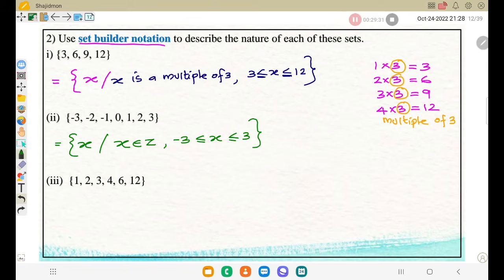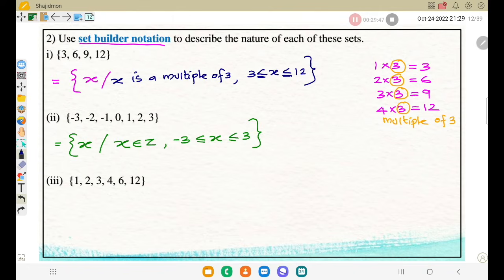Starting from minus 3 to 3, correct? Minus 3 starting and ending at 3. So what are the integers in between, including those numbers? That is that set, correct? Minus 3, minus 2, minus 1, 0, 1, 2, 3, like that. Now let me go to the third question.